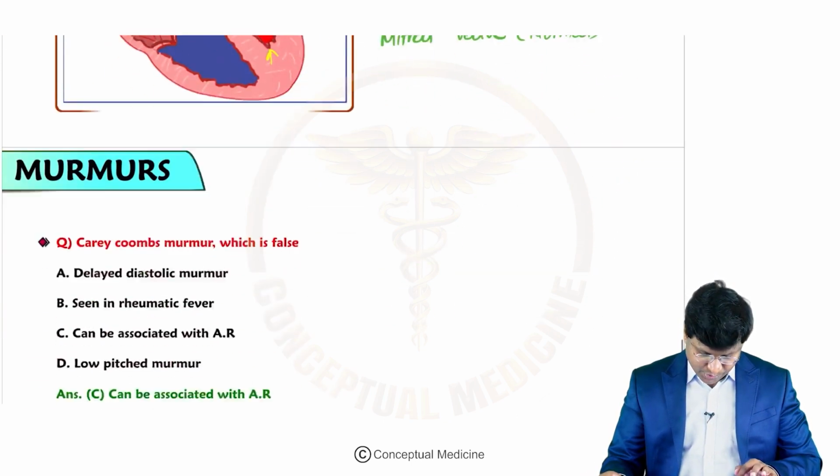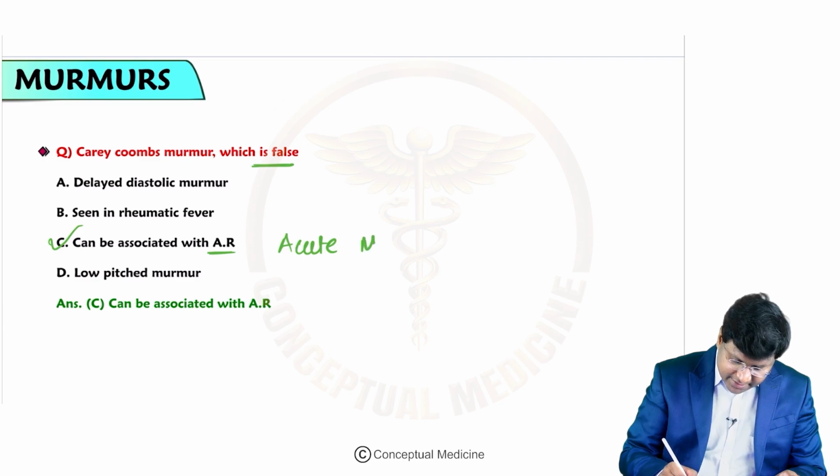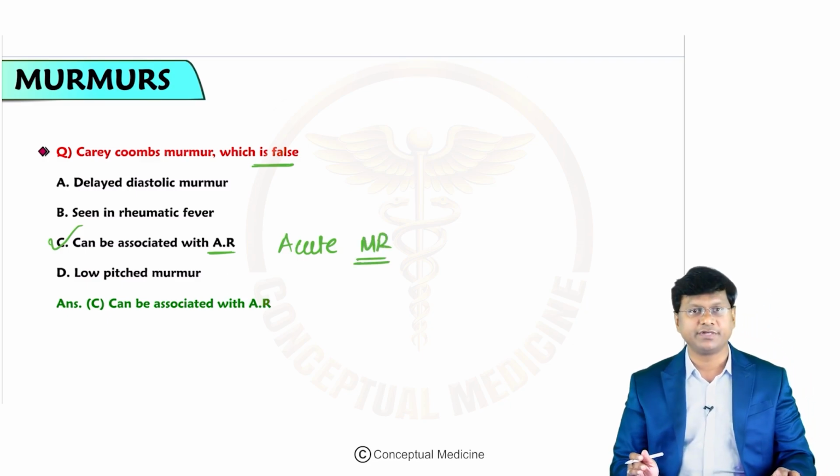Next. So you see this question: Carey Coombs murmur, which is the false statement? Can be associated with AR is wrong. Associated with acute MR is a correct statement.